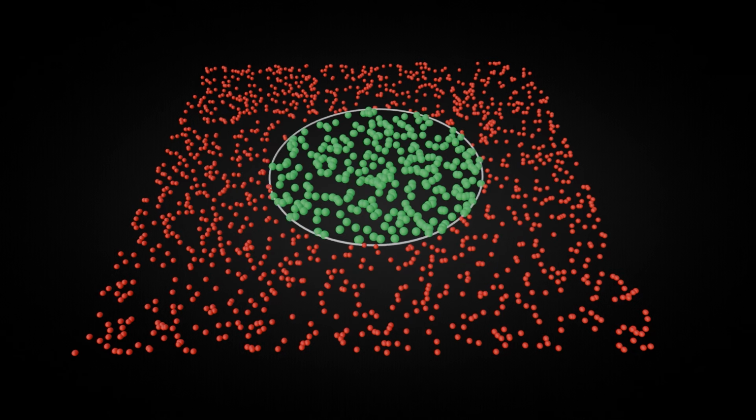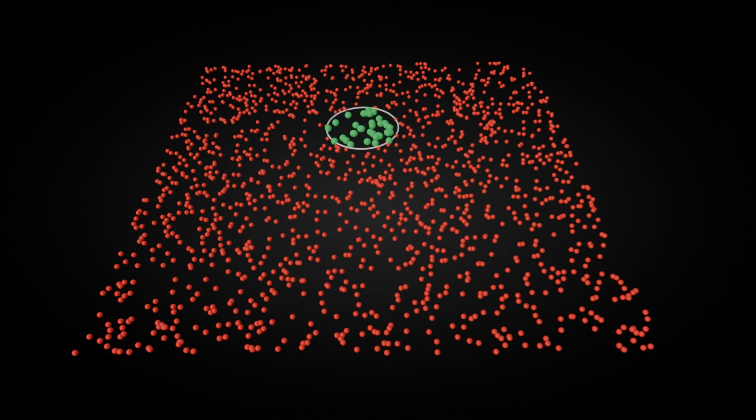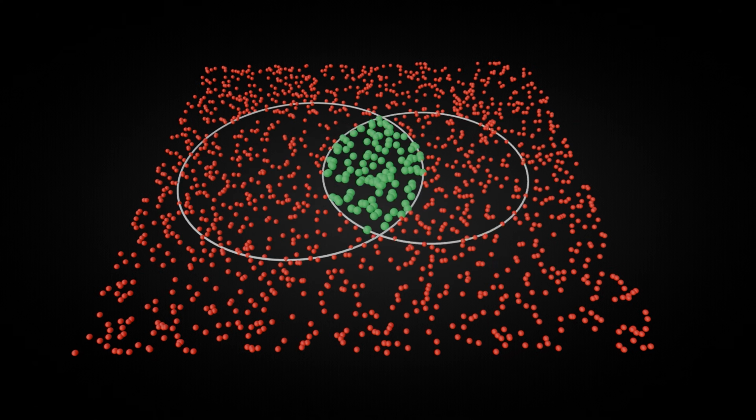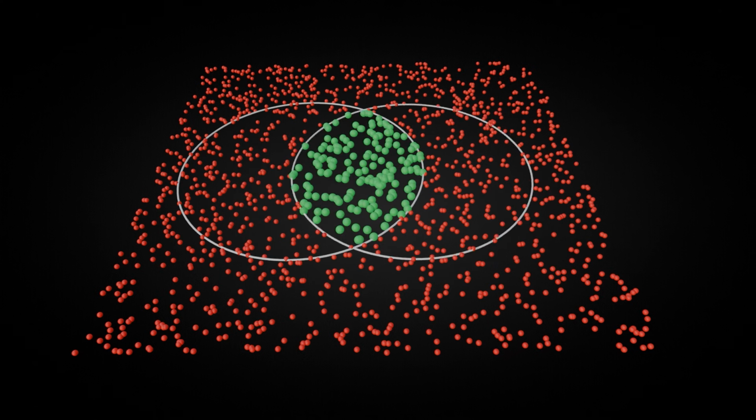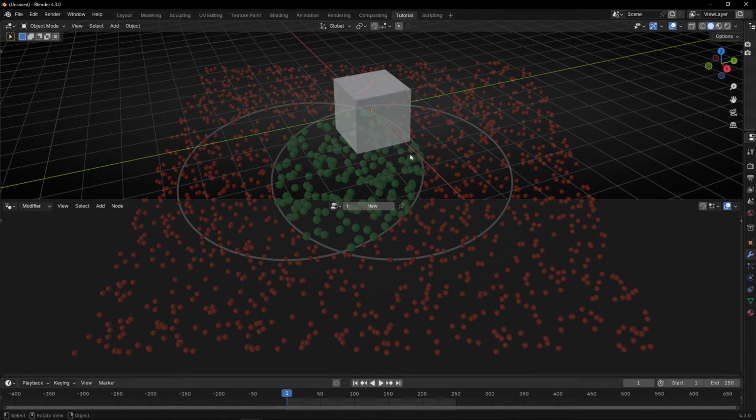Today we're going to learn how to highlight points inside a cycle or at the intersection of two cycles using geometry nodes, perfect for creating eye-catching data animations. So let's do it. Let's go to geometry nodes, create a new profile.